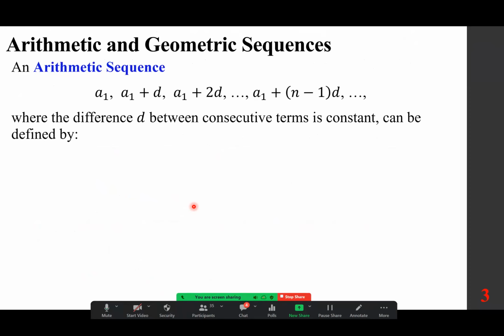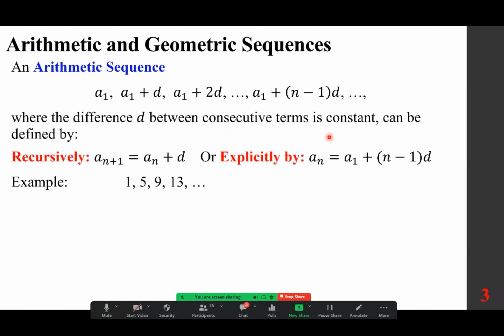A couple of familiar sequences, arithmetic and geometric sequences. This is from algebra. I hope everybody remembers that. An arithmetic sequence: a sub 1, a sub 1 plus d, a sub 1 plus 2d, and so on and so forth. So basically, we add a difference, also known as a distance between consecutive terms. It's constant and can be defined by, here's how we can define it. There are different ways of defining this.